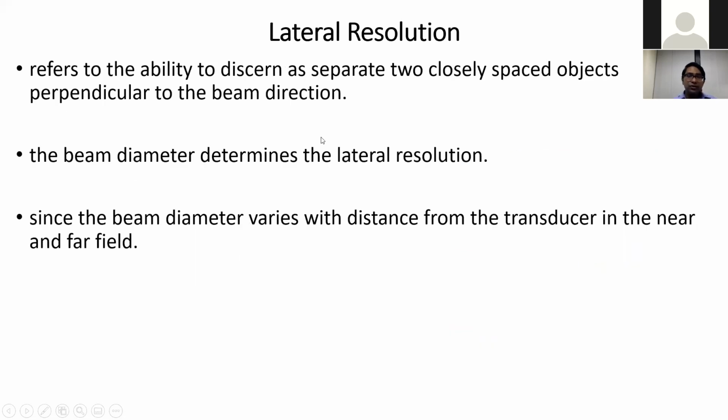However, lateral resolution is different. Lateral resolution is basically the ability to discern two closely spaced objects perpendicular to the beam direction, or in the x direction. The beam diameter determines the lateral resolution. As I mentioned, closer to the focus, you have the highest lateral resolution, and away from the focus, either closer to the transducer face or away from the transducer, you have poor lateral resolution. So the lateral resolution is a function of beam diameter.